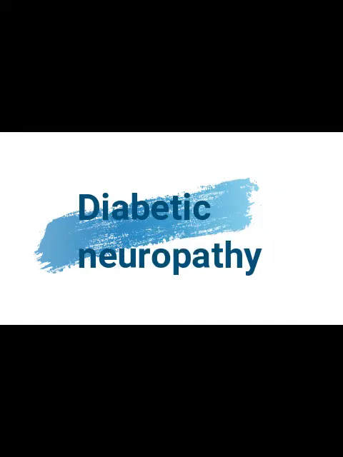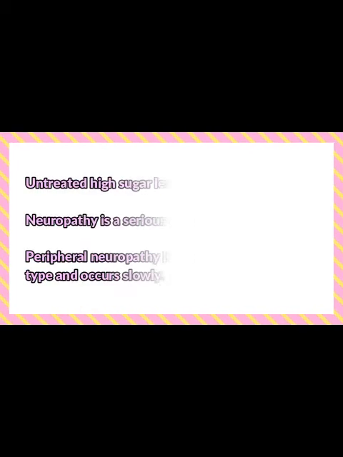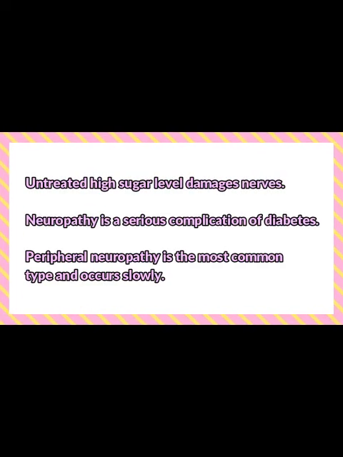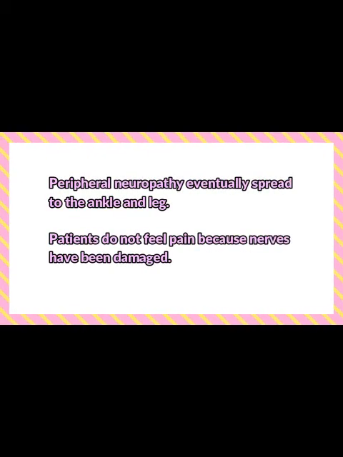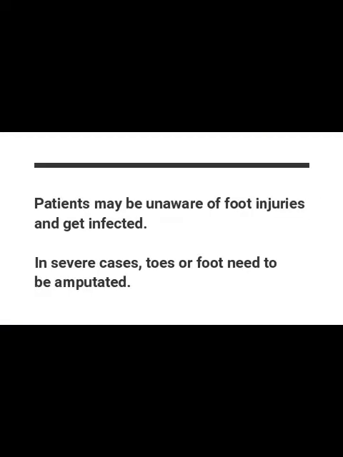Diabetic neuropathy. Diabetic neuropathy can occur in both type 1 and type 2 diabetes. Untreated high glucose level damages nerves. Peripheral neuropathy eventually spreads to the ankles and legs. Patients do not feel pain because nerves have been damaged. Patients may be unaware of foot injury, which can lead to open sores. If these sores don't heal or they become infected, they result in more complications. In severe cases, the toe or the foot needs to be amputated.